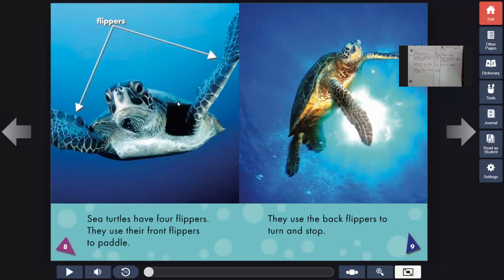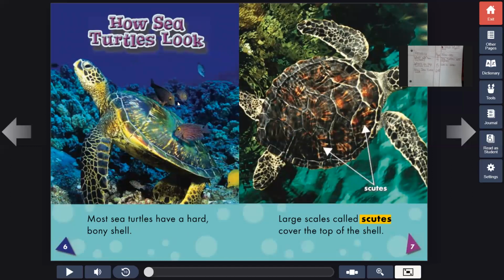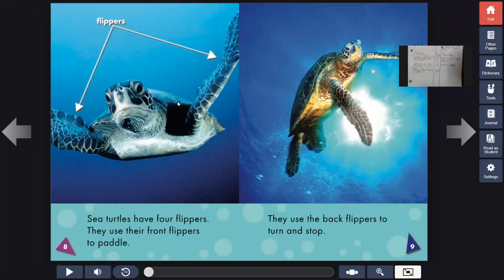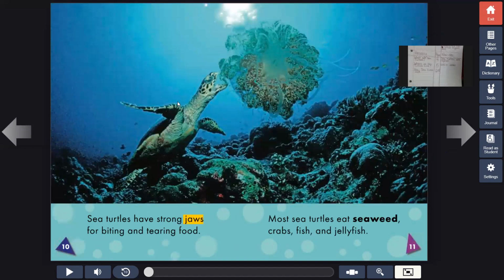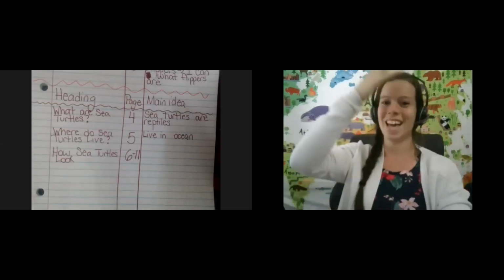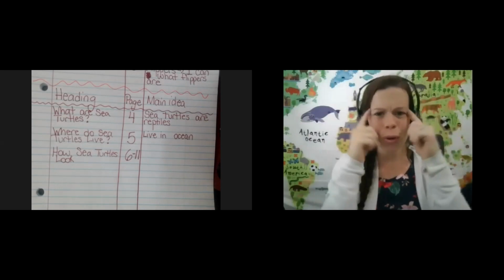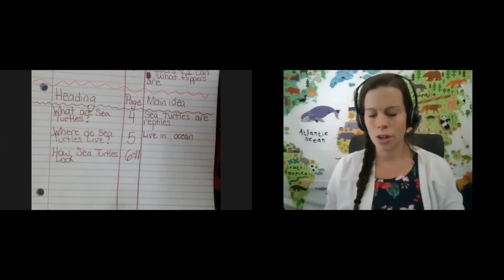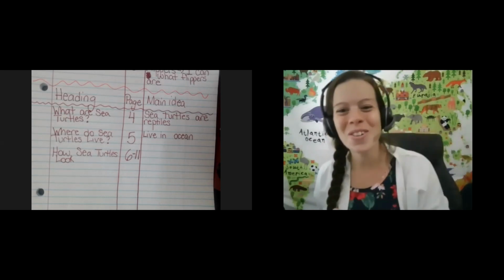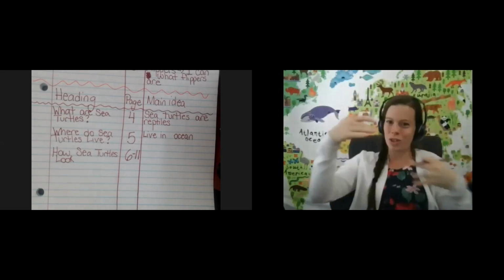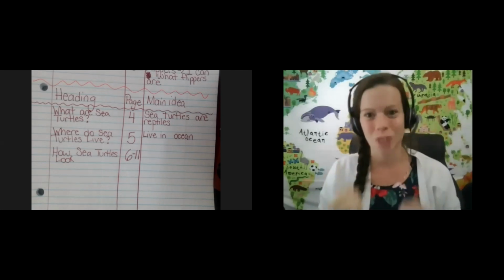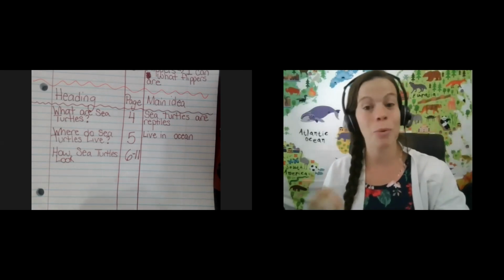Okay, so let's look at those 3 sections. We have the hard shell. We have flippers that help them move. And we have jaws that help them eat all of this food. So when I think about the whole main idea, I'm noticing that we're talking about the body parts of the turtle and how it helps them survive. So let's put that in our chart.